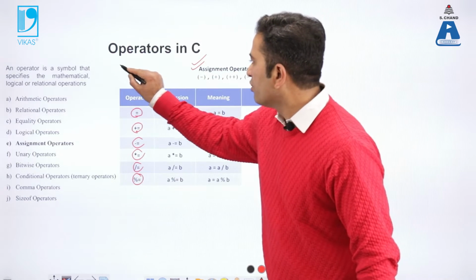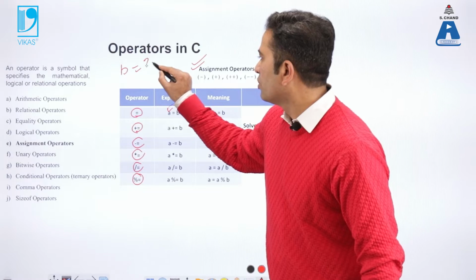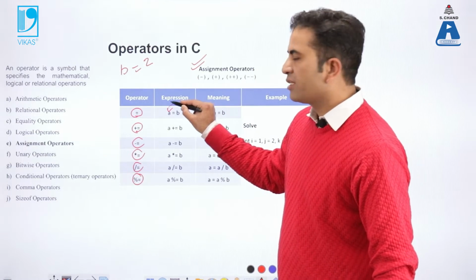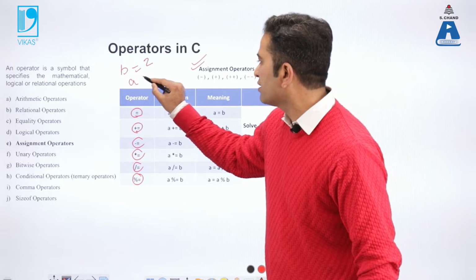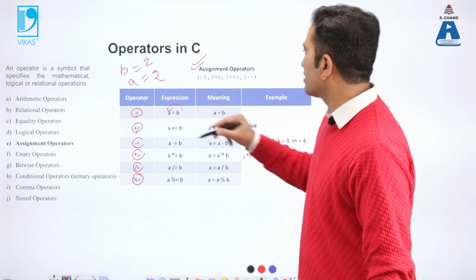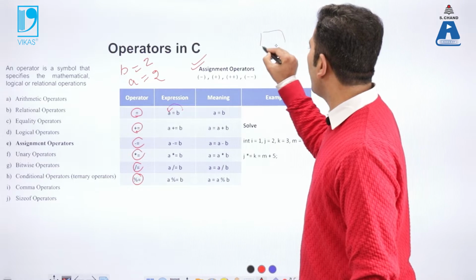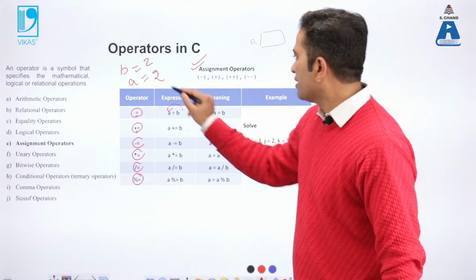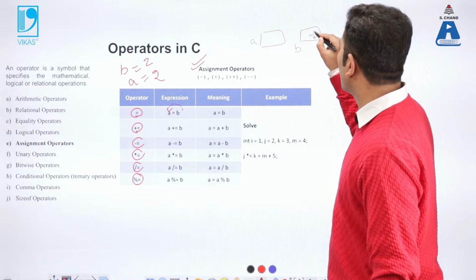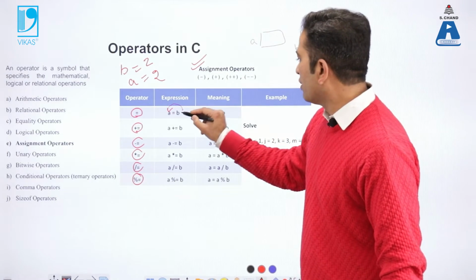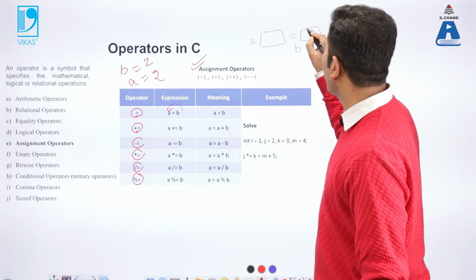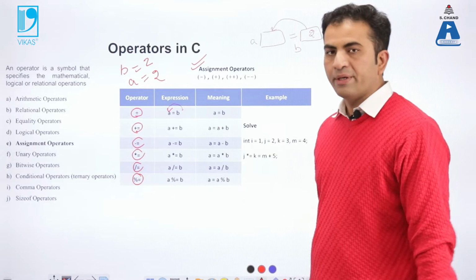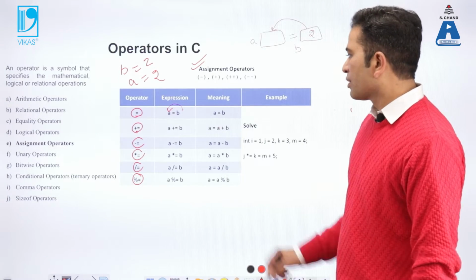If the value of B is 2 and A equal to B is there, that means B is shifted to the variable A. That is, now A is equal to 2. This is the variable A, this is the variable B, and inside B we have the value 2. Now A equal to B means we are assigning this 2 to A as well. This is called the assignment operator, A equal to B.